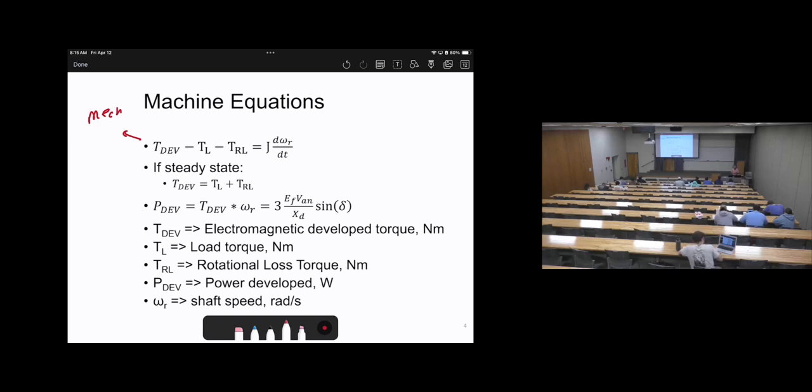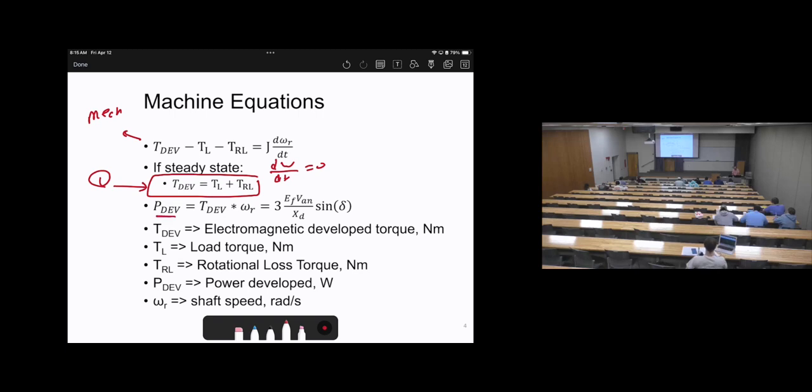After that, J is the inertia, then the derivative of the speed. If we are at steady state, this means the derivative d omega by dt equals 0, which means no change in the speed. We will assume the speed is constant. This yields developed torque equal to load torque plus rotational losses. This is an important formula that you need to write in your note sheets. The other way, P_dev, the developed power, equals T_dev times omega.